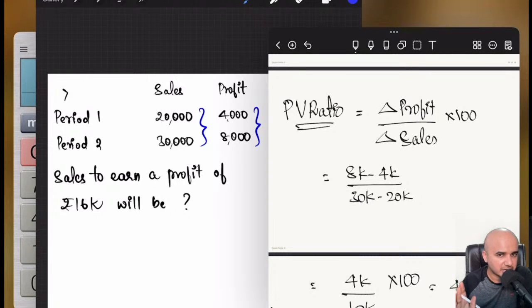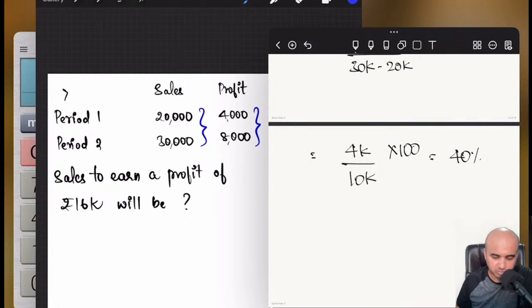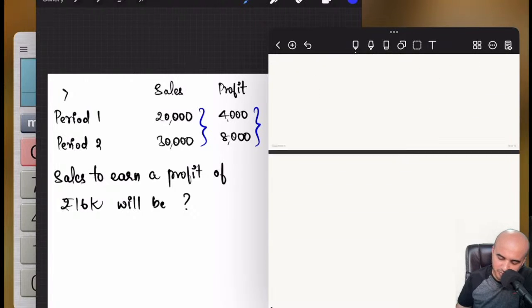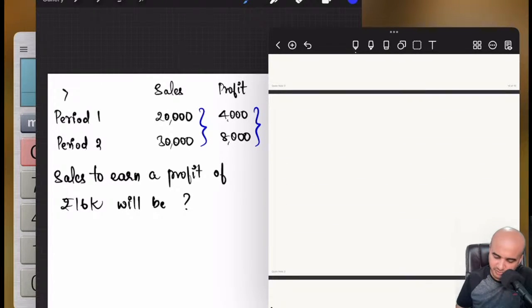So delta profit by delta sales into 100 will be the PV ratio. That PV ratio is 40%. Now that we have the PV ratio, the rest is actually simple, not that difficult. For example, if I write down period 1 and period 2, my sales is anyway given. For period 1 it is 20,000 and period 2 it is 30,000.